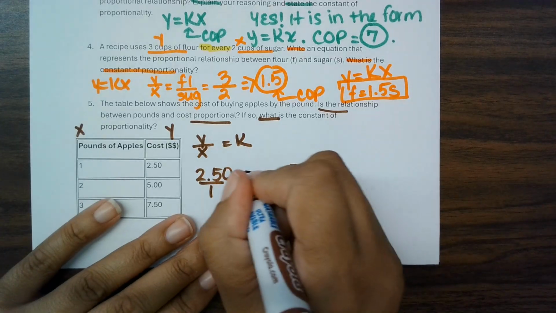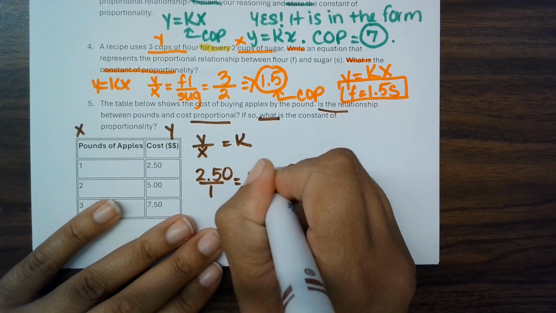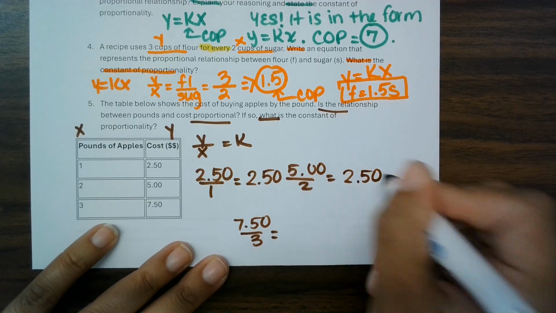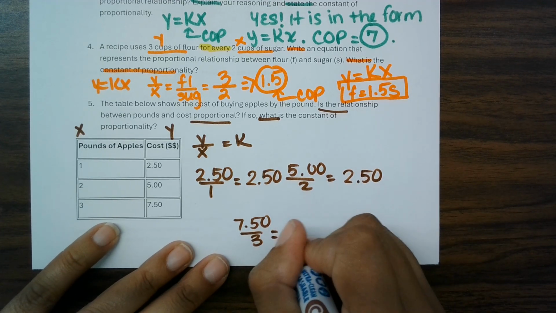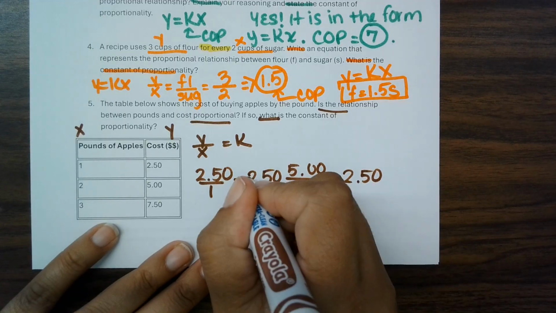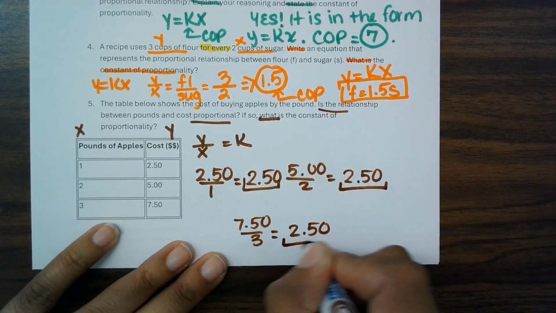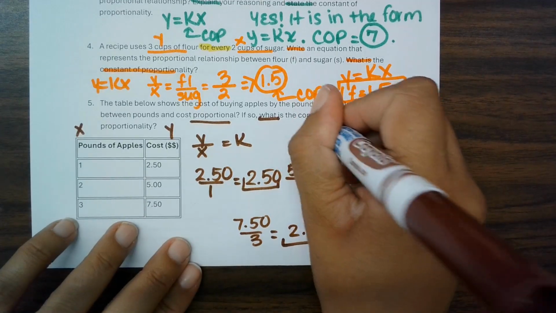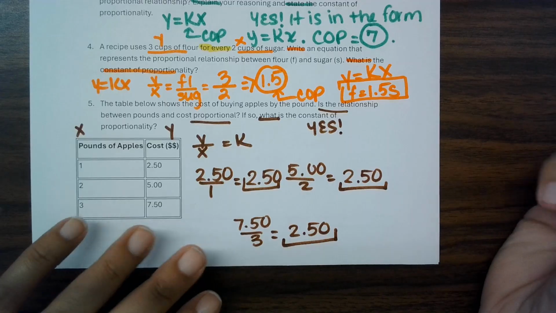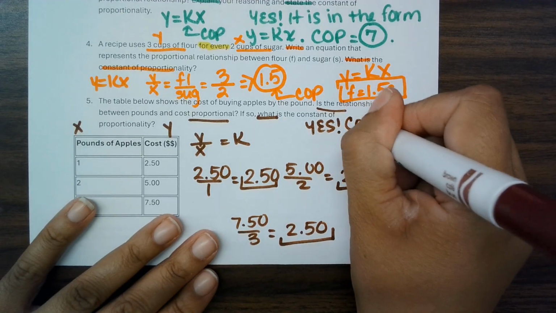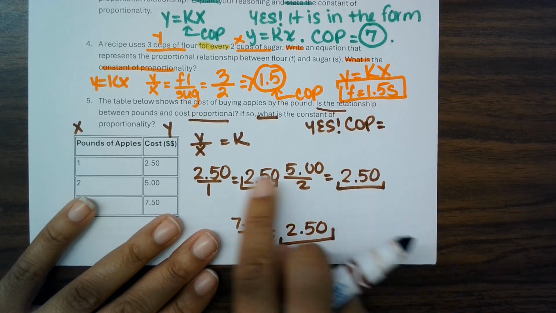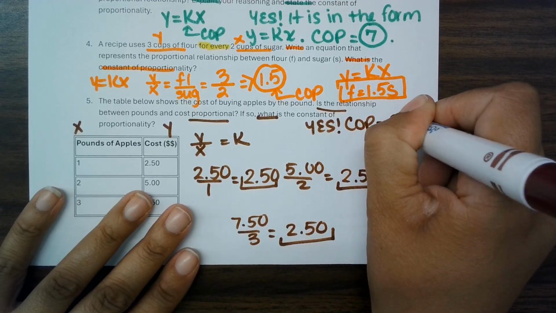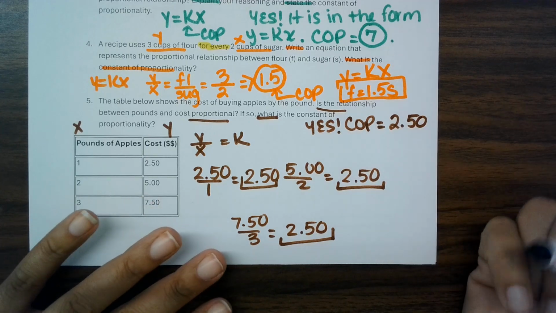Now, if you divide all of these, 2.50 divided by 1 is 2.50. $5 divided by 2 is $2.50. And then $7.50 divided by 3 is also $2.50. And like I said, if you get the same value all the way across, that means this is proportional. So my answer is yes. What is my constant of proportionality? Well, my constant of proportionality is whatever the magic number kept appearing, which gives me 2.50. So you can say 2.5 or 2.50.